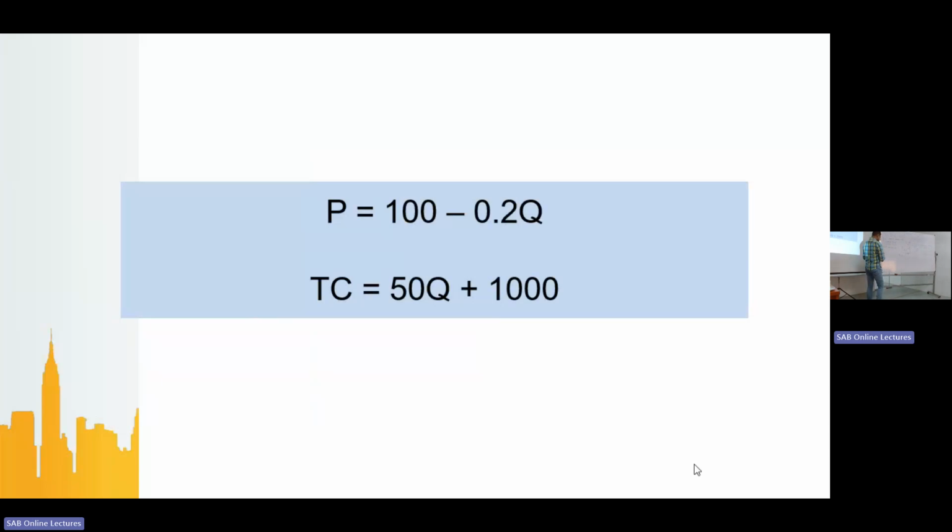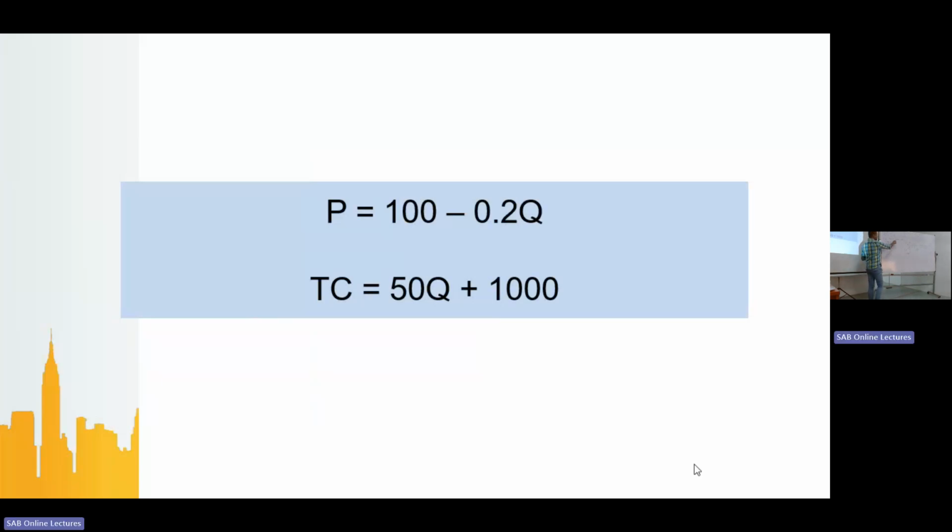The third step is to find marginal cost. To find marginal cost, as we did in the case of marginal revenue, you have to differentiate total cost with respect to Q. Total cost is 50Q plus 100.